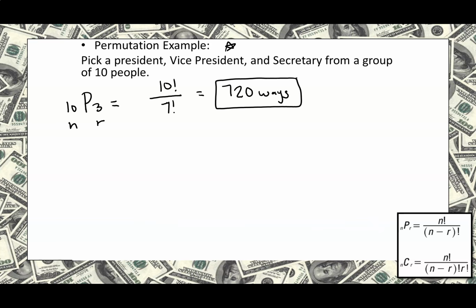Now let's go ahead and just review how you do this on your calculator. You first put your 10 down, then you press math, then you scroll over to probability, then you pick the nPr one, and so you'll have nPr. And then that would be a 3, and it will give you 720 ways as well. If you want to use your formula, you're absolutely welcome to do that as well.